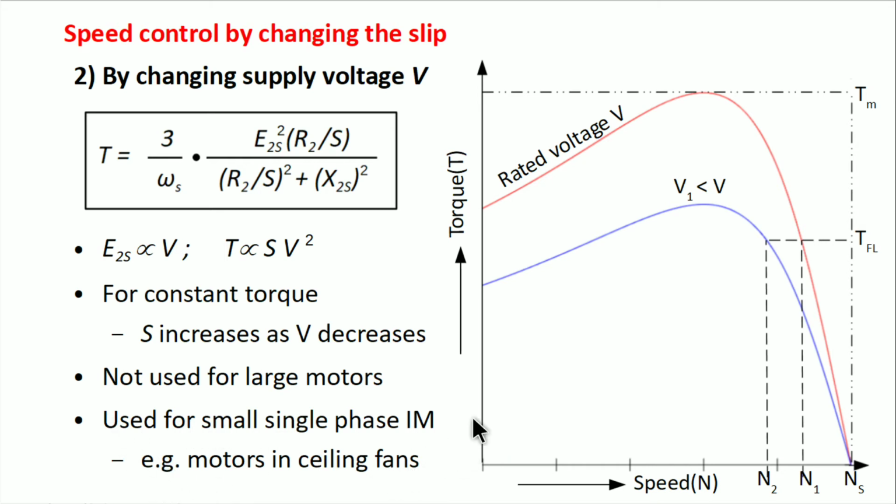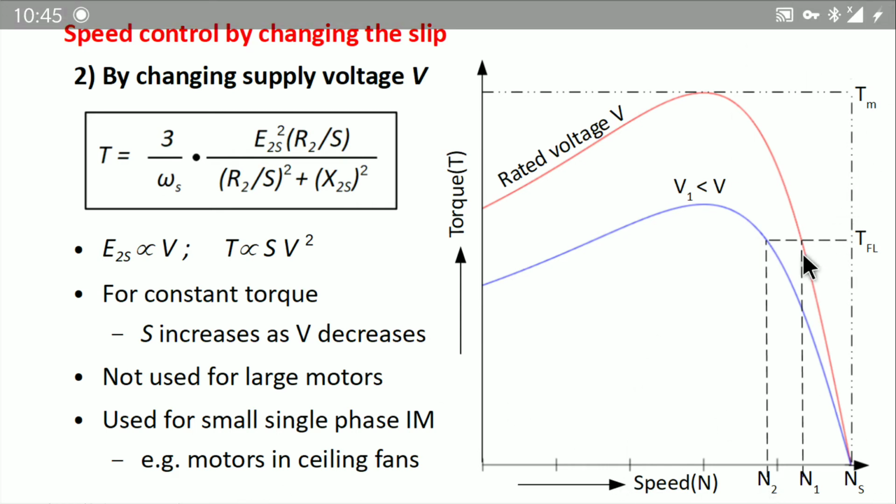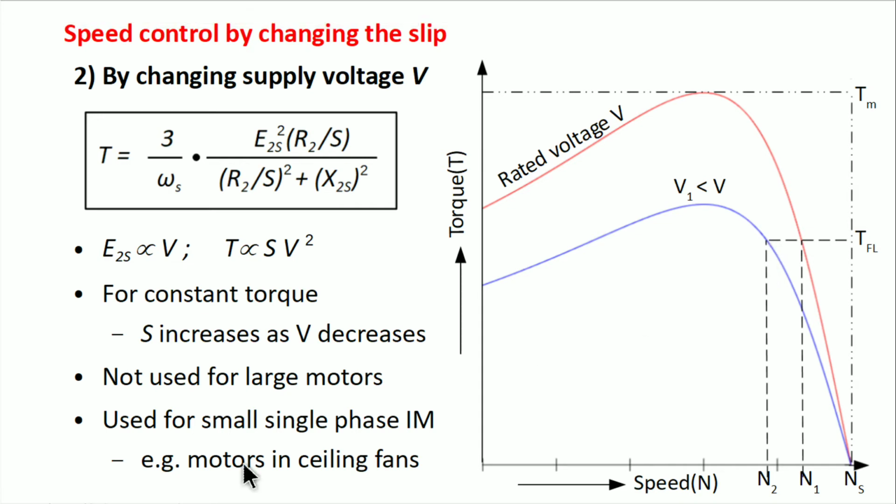For example, in ceiling fans we are using this method. We are reducing the voltage and the speed of the ceiling fan goes on decreasing. Lower the voltage, lower will be the speed. Higher the voltage, higher will be the speed. The speed changes with the change in voltage, but this method is not used for large motors.